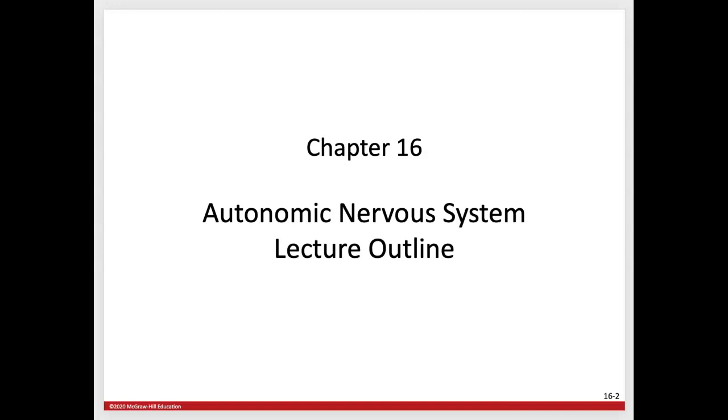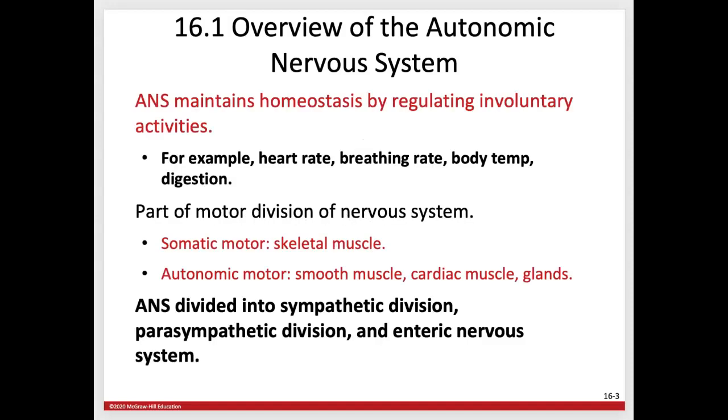Chapter 16, Autonomic Nervous System. So the autonomic nervous system, I'm going to call it the ANS, so you're going to hear me abbreviate it ANS. It maintains homeostasis by regulating involuntary activities.